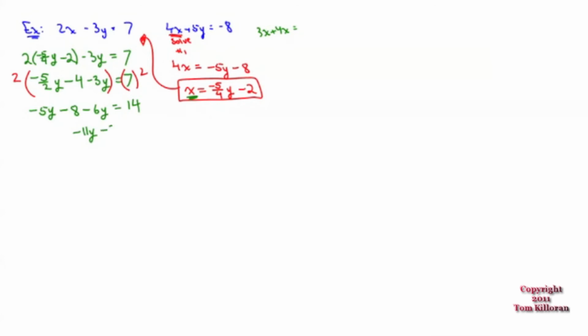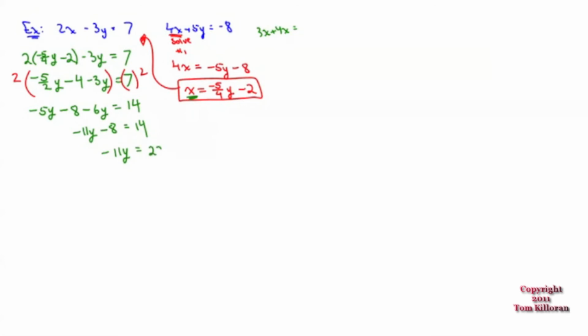Minus 8 equals 14. Shortcuts. Gotta love them. Next, what's up? Add 8 to both sides. You're going to get negative 11y is equal to 22.